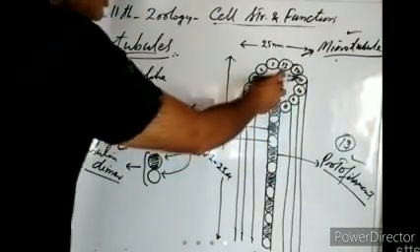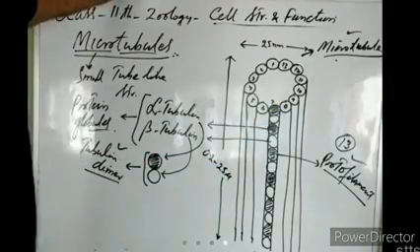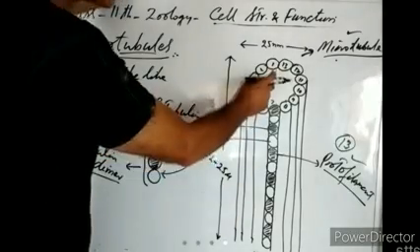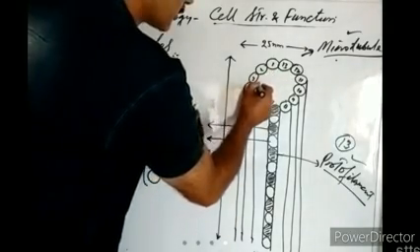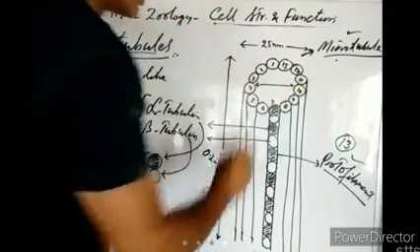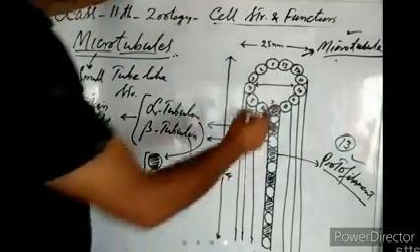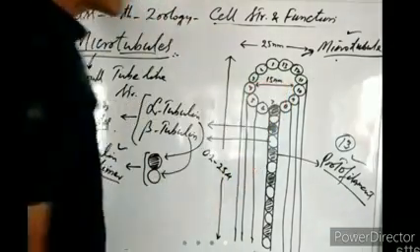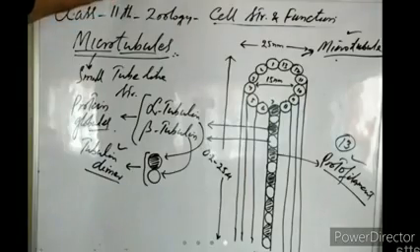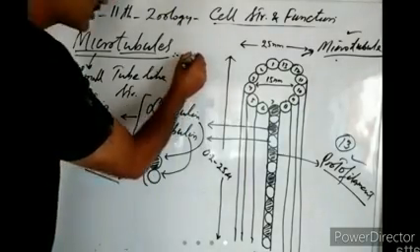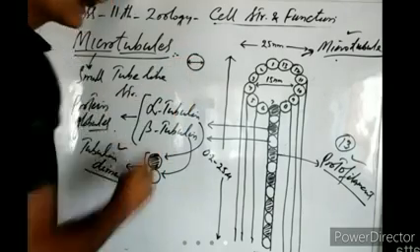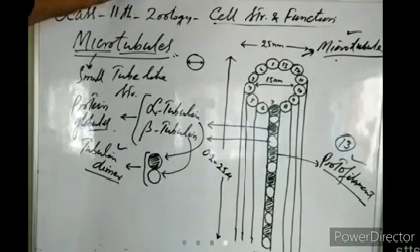It has an empty space in it. Every tube has a lumen, and this is the lumen of the microtubule, right? The lumen of the microtubule is 15 nanometers. Can you tell me then what will be the diameter of this tubulin globule?